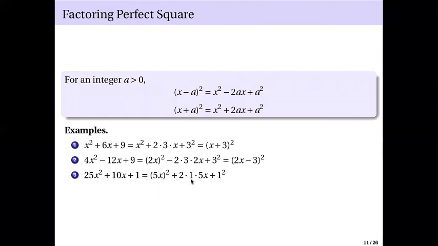And then, just like the method from earlier, you can replace 5x with another variable, say y. So this is y squared plus 2ay plus a squared. So using the formula, you will end up with 5x plus 1 quantity squared. Okay? Questions so far?